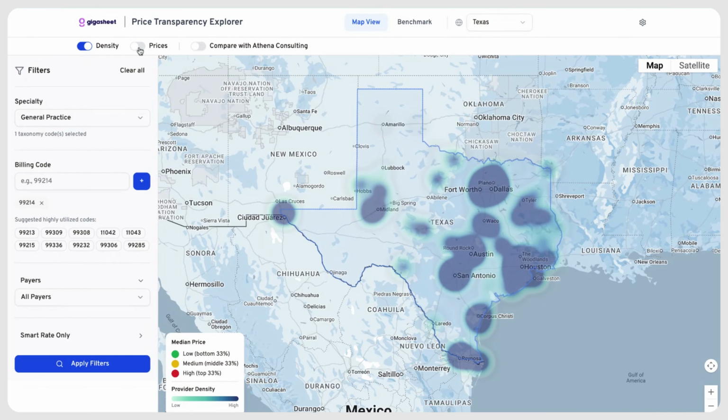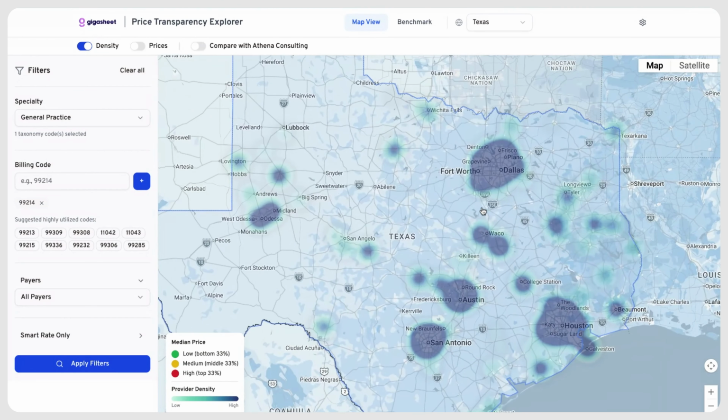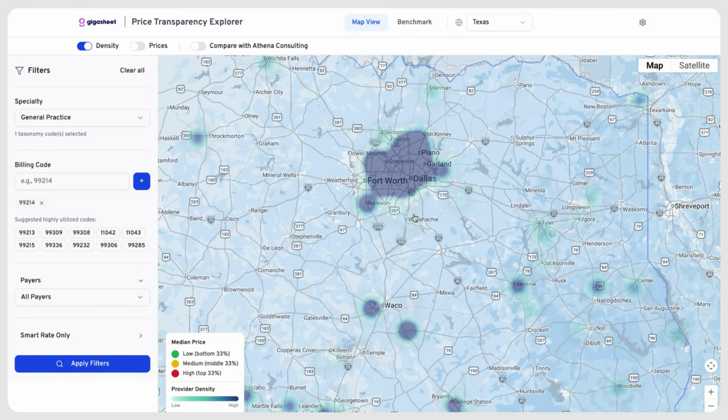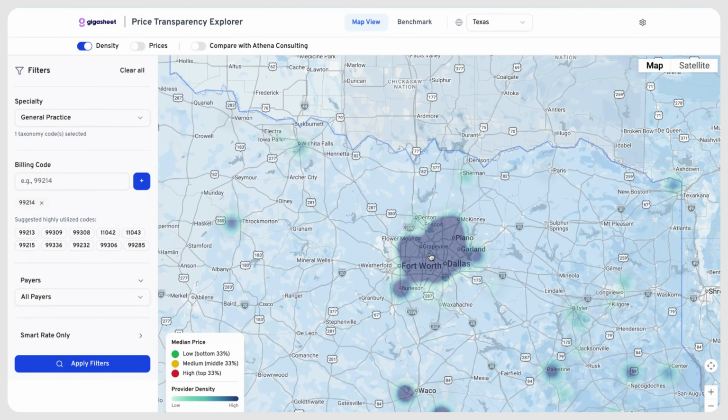We can remove the prices on the map to just get a better look at density, to see where most of the providers are. Not surprising, the Dallas-Fort Worth area has a high concentration of healthcare providers, particularly in this case, general practice providers.